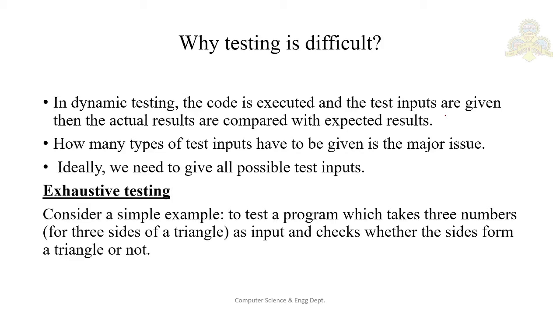Okay, so in the dynamic testing, we had seen that the code is executed and we have to give test inputs. Then we check whether the actual output we are getting is what we had expected. So here there are many types of test inputs we have to give, and that is the issue, right? So we need to give ideally all possible test inputs.